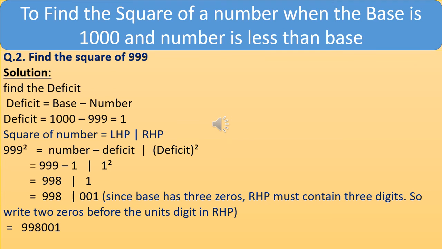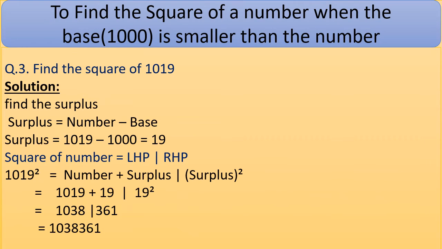998001. To find the square of a number when the base is smaller than the number, suppose we have to find the square of 1019. Now we'll choose base as 1000, as it is nearest to 1019. Now 1000 is smaller than 1019, so we'll find the surplus. Surplus will be number minus base. Now number is 1019, base is 1000, so 1019 minus 1000 is 19.